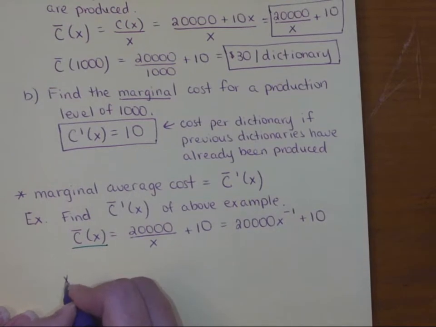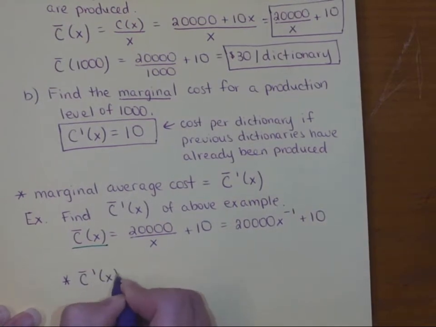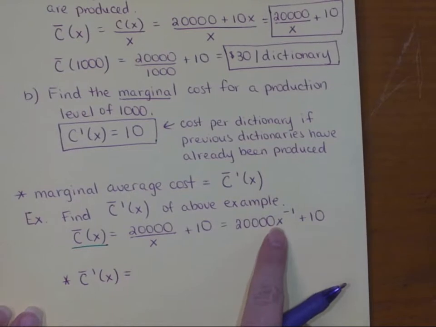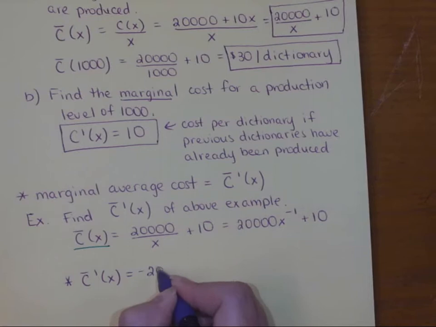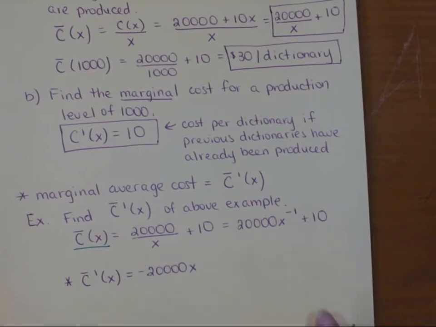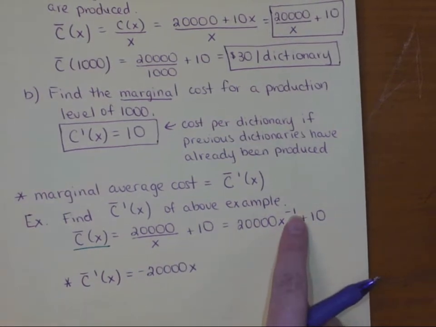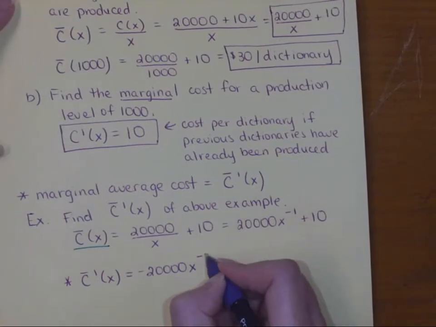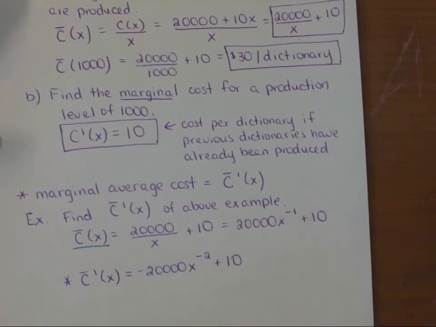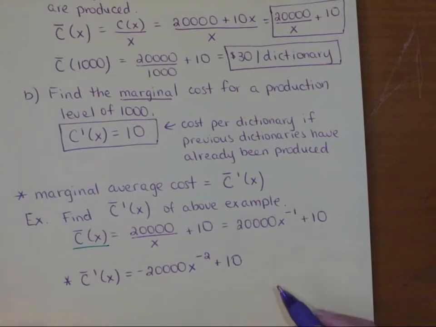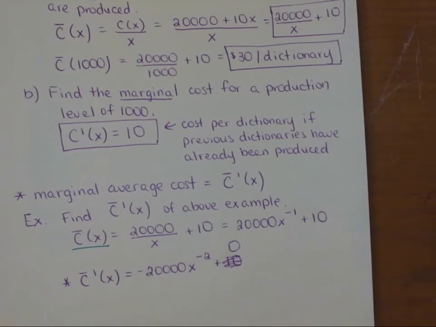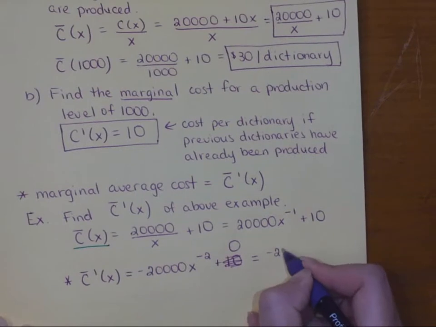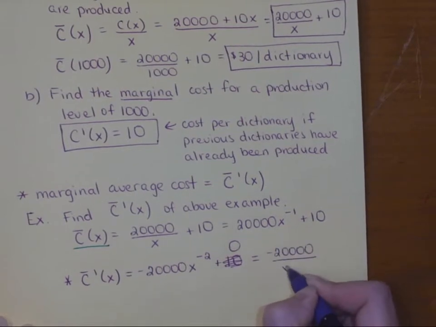I haven't moved the power out to the front and done that derivative trick yet. So now, if I want c bar prime of x, I'm just going to take this exponential form and do the derivative trick with it, right? So move the negative 1 around to the front, and you'll get negative 20,000 x to the, be careful, what's negative 1? Take away 1, right? Negative 1 minus 1 is actually negative 2, plus 10. Oh, and I made a mistake, right? The derivative of 10 is actually not 10, it's actually 0. So don't make a little mistake like that. So in the end, I would want you to write this as negative 20,000 over x squared.